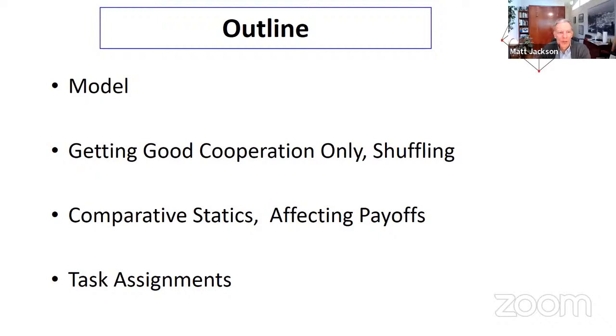Great. So what we're going to do is start with the model. Then we're going to talk about what would be necessary to get good cooperation only, and we'll talk about shuffling teams. So when is it that you want to not keep the same team together, or at least reassign them periodically? Then we'll do some comparative statics and talk about bonuses, whistleblowing, rewards, those kinds of things, and see how you can try and improve cooperation that way. And then at the end, we'll talk a little bit about task assignment.